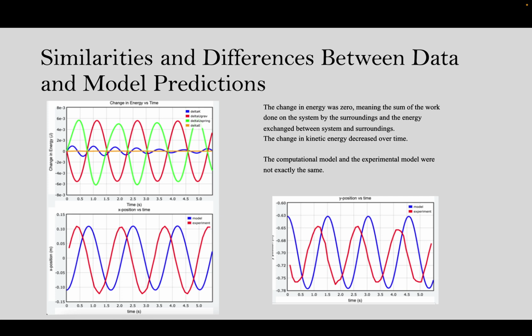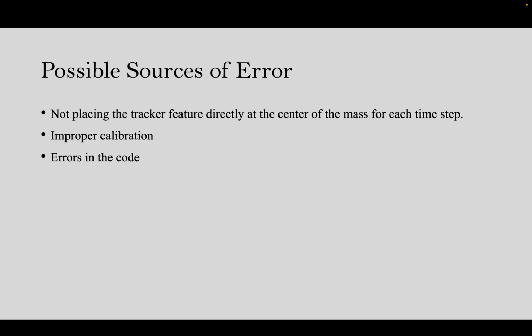For the similarities and differences between data and model predictions, the change in energy was 0, meaning that the sum of the work done on the system by the surroundings and the energy exchange between the system and surroundings were the same. The change in kinetic energy decreased over time. The computational model and the experimental model were not exactly the same. Possible sources of error include not placing the tracker feature directly at the center of the mass for each time step, as well as improper calibration and errors in the code.